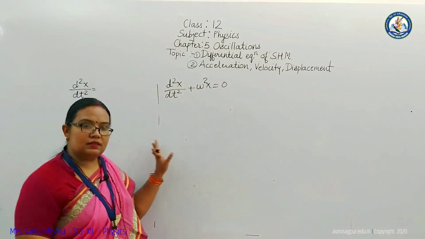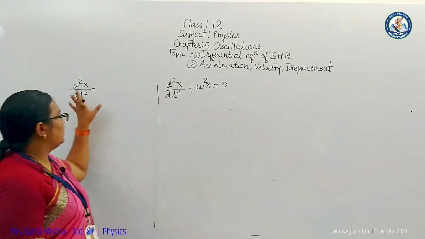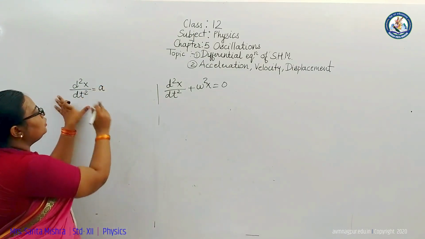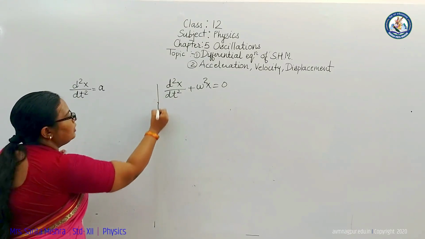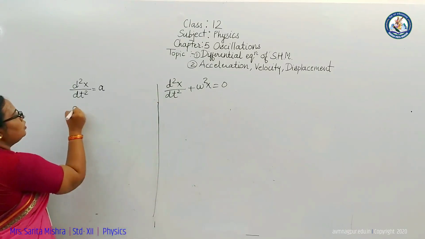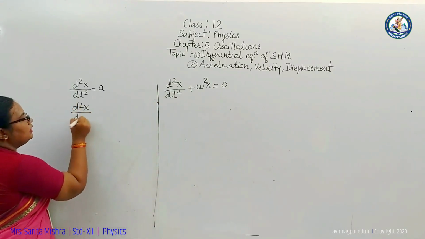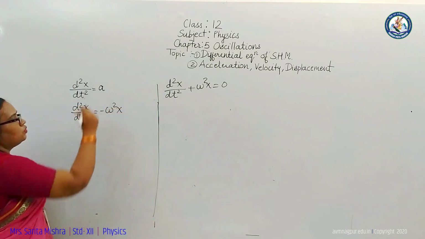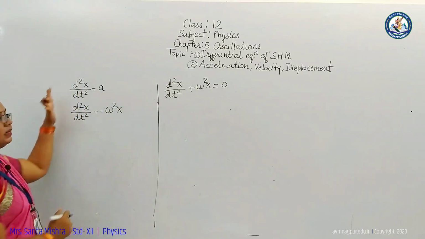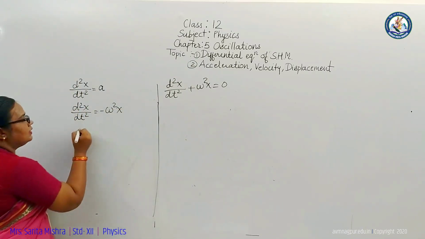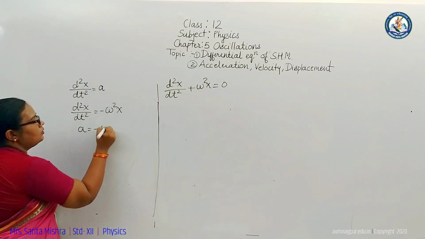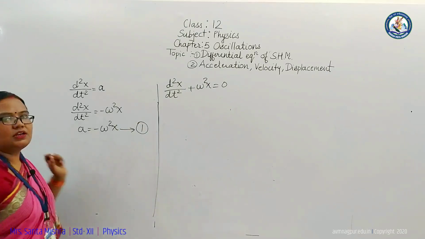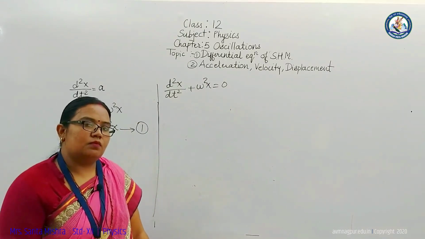As we had already seen earlier, acceleration is written in the form of d2x/dt². According to simple harmonic motion, d2x/dt² equals minus omega square x. So, since the left-hand side is the same, the right-hand side is the same, so acceleration equals minus omega square x. This is the expression for the acceleration of simple harmonic motion.